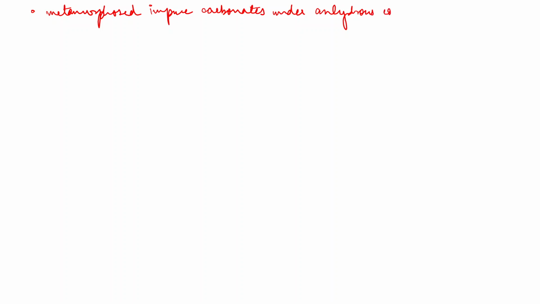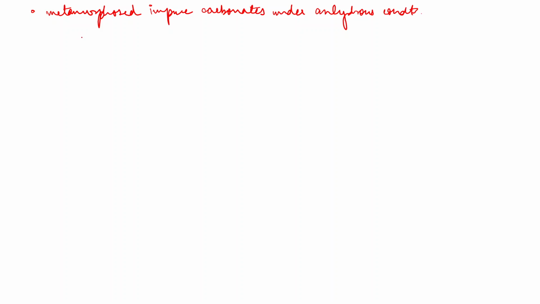Okay. Now, as I had told you previously, they also occur in metamorphosed impure carbonates under anhydrous conditions. These things are very, very important. Those of you who have read chemistry in their lower classes know that hydrous reactions are different than anhydrous reactions. So, how is this represented?